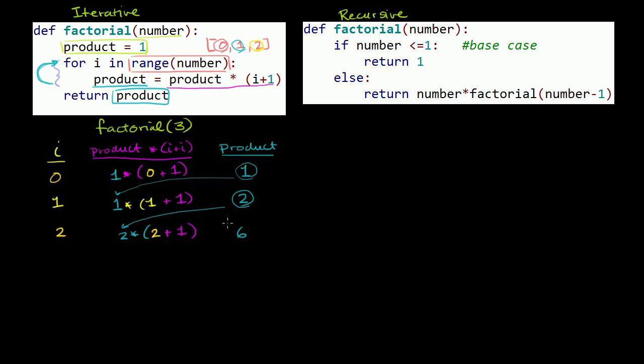Or the variable product, it's what it's referring to. And that's what I should really say, where we should return the value that product is referring to. And that value is 6. So when you call factorial of 3, it will return 6.